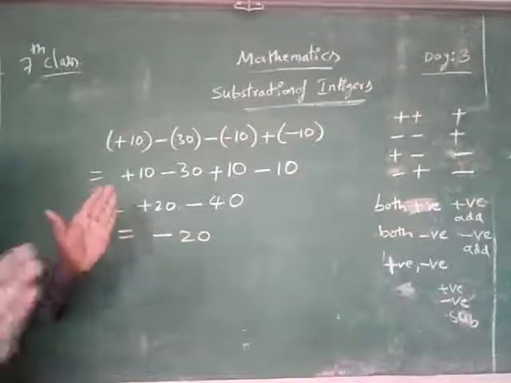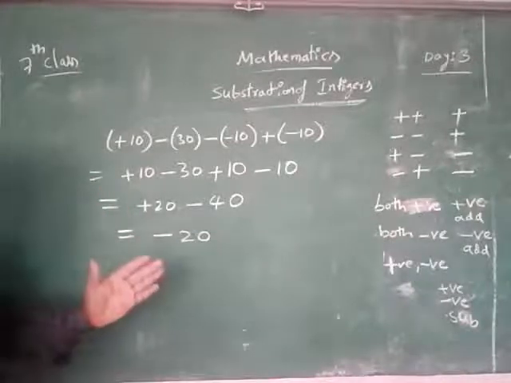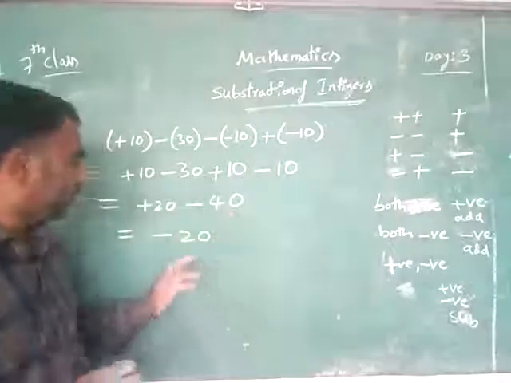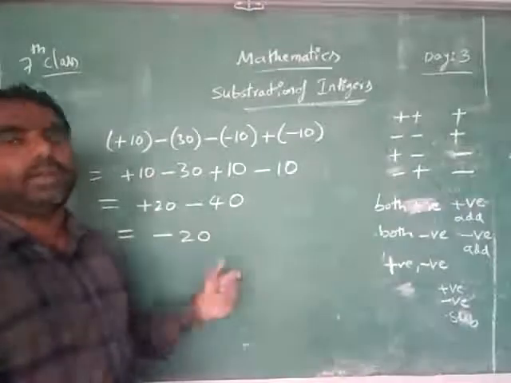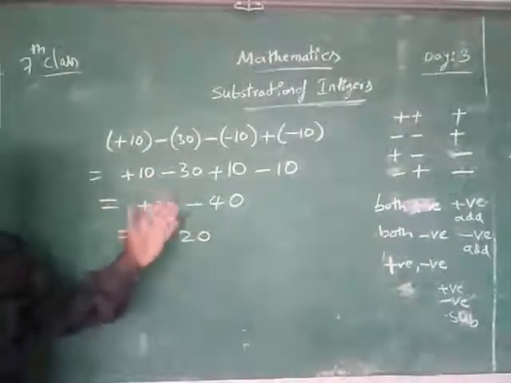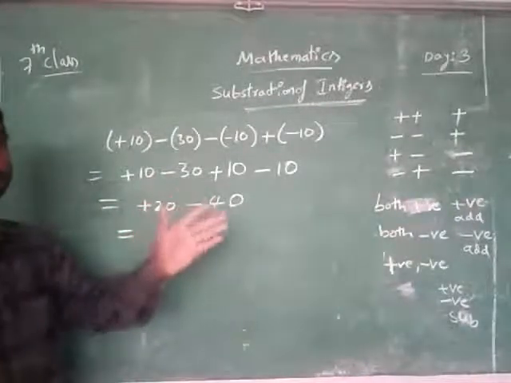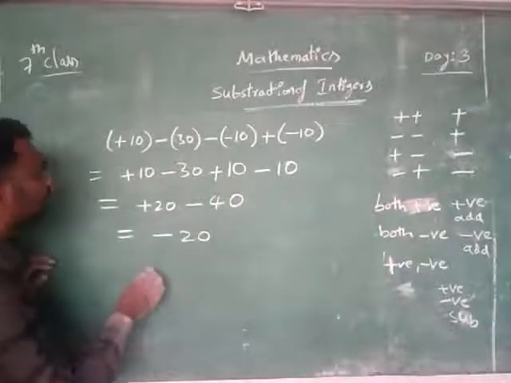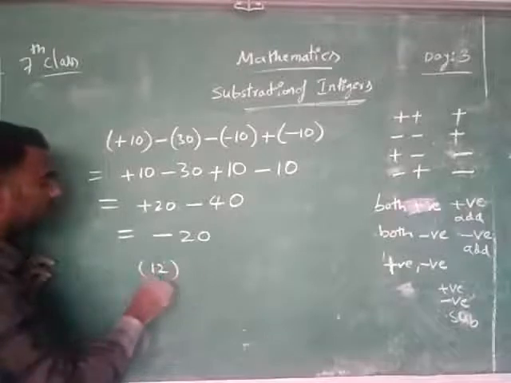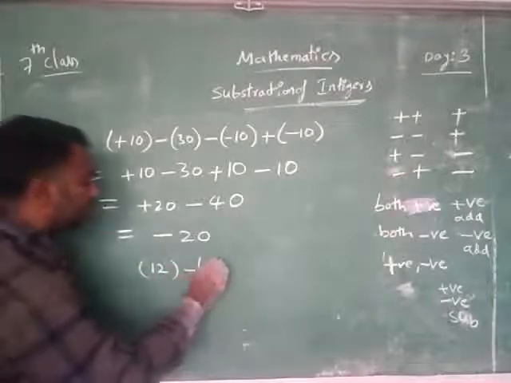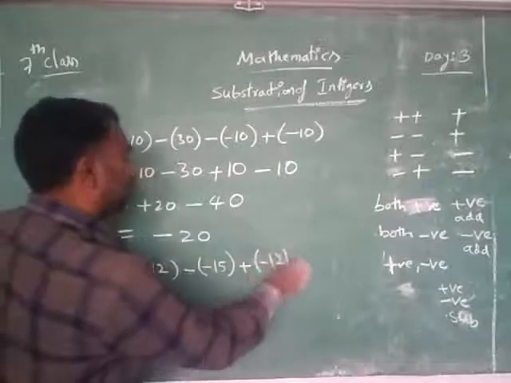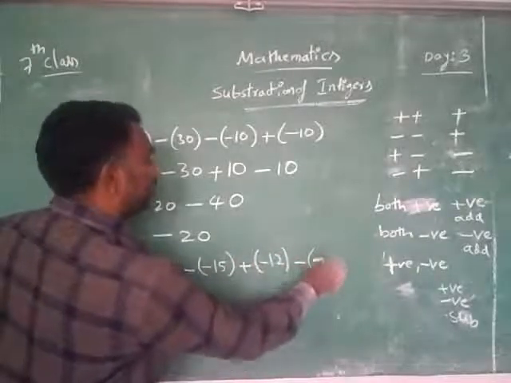This is called simplification. No addition, no subtraction. We are merging all the numbers and getting a final single answer. A single number answer we are getting. This is called simplification. One more I will say to you: 12 minus minus 15 plus minus 12 minus 7.